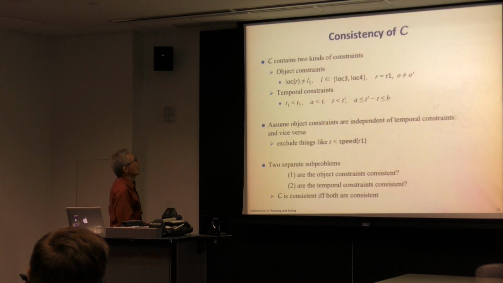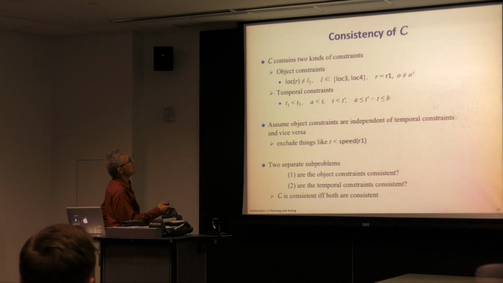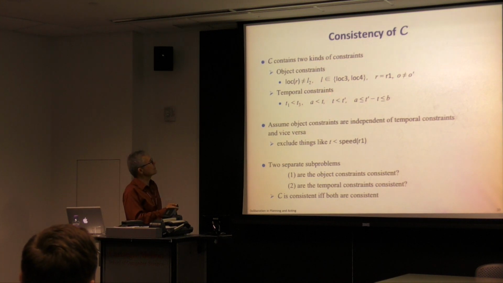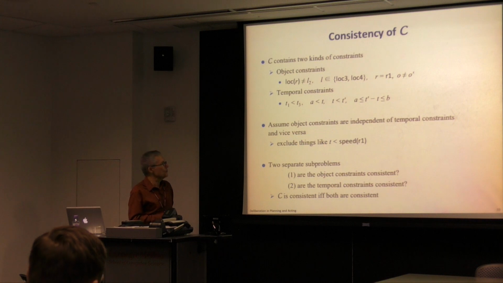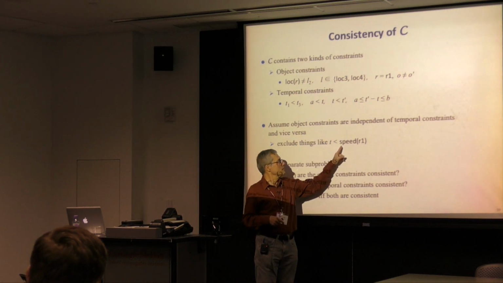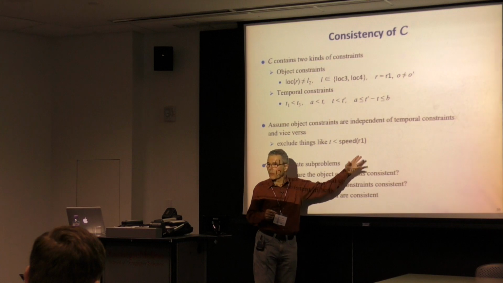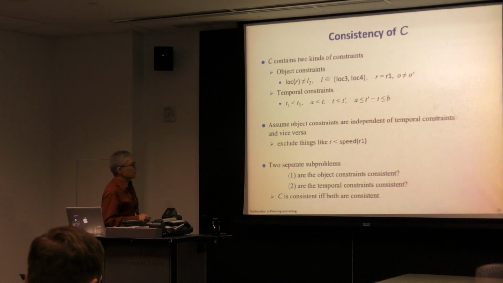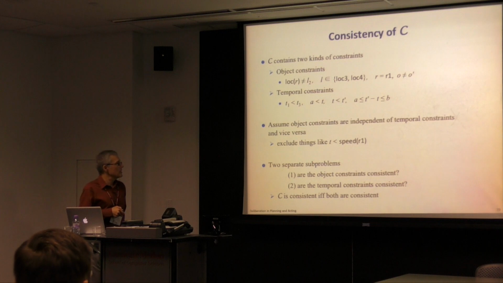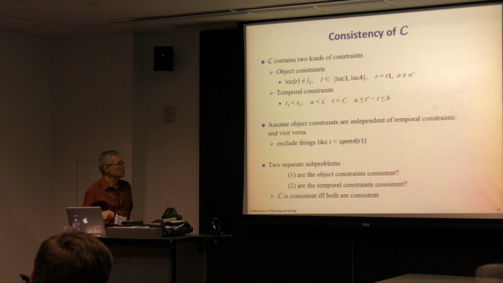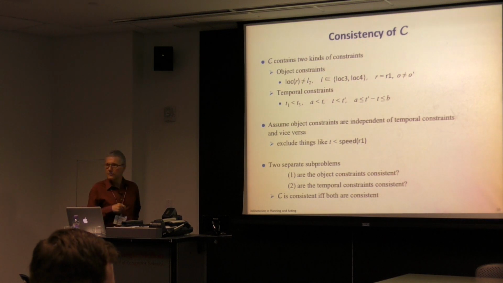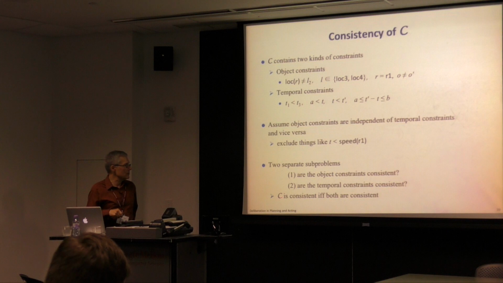Okay? All right. So C contains two kinds of constraints. There's object constraints and there's temporal constraints. Let's assume that they are independent of each other. So that would include things like a particular time point depending on the value of some state variable. If we do that, then we've separated these things into two separate subproblems, namely checking whether the object constraints are consistent and whether the temporal constraints are consistent. And C is going to be consistent in this case if both of them are consistent.